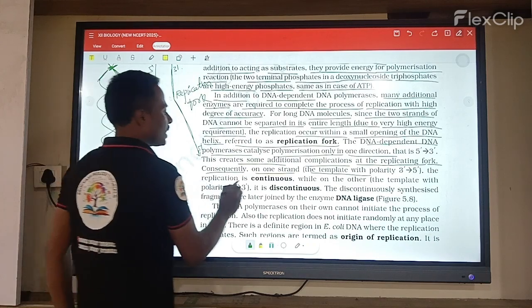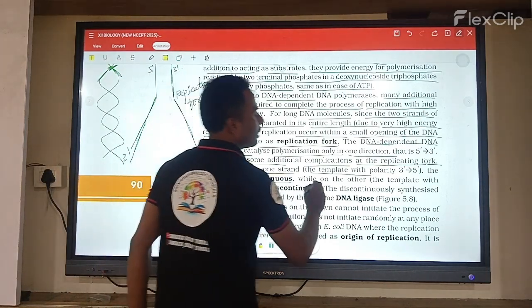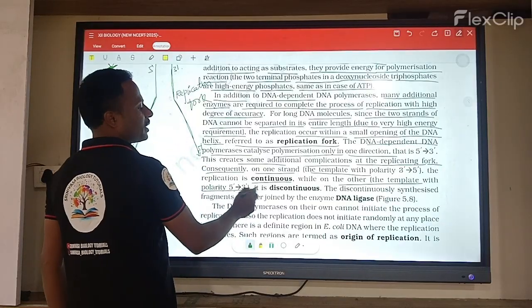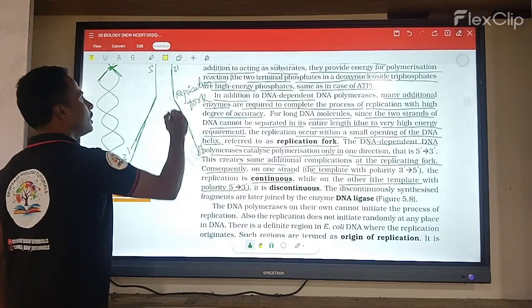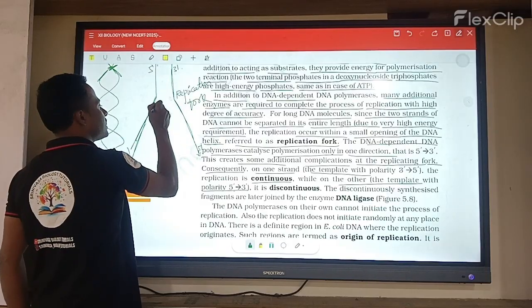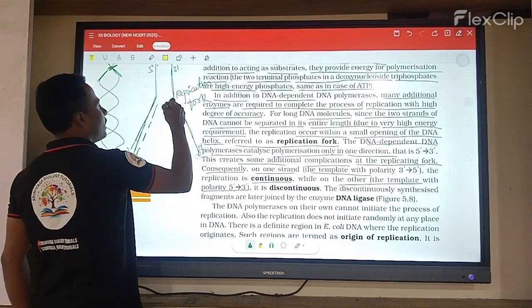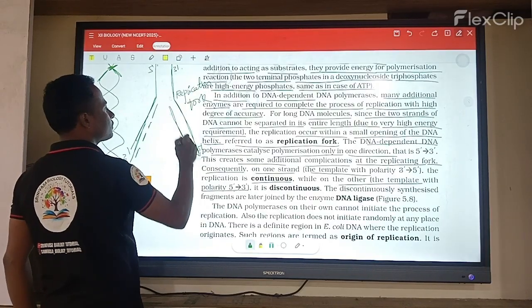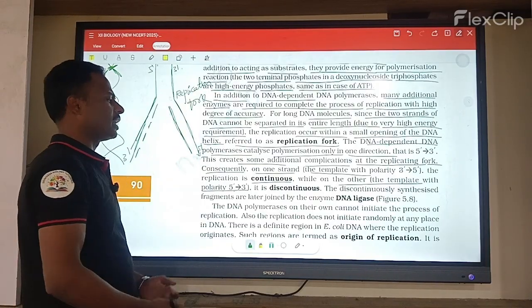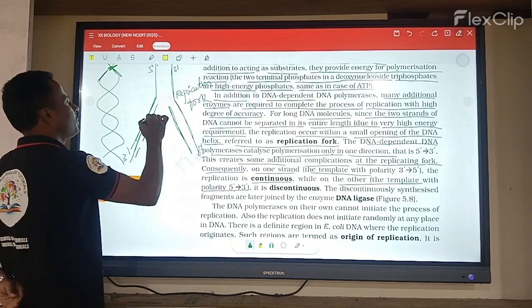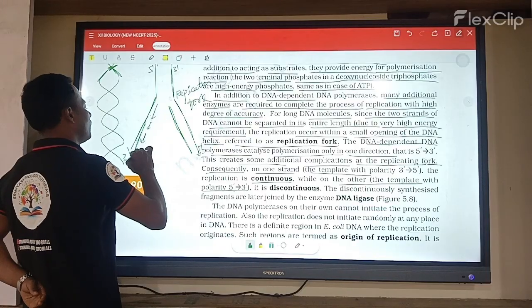The replication on it is continuous, while the other template, which runs 5 prime to 3 prime, is discontinuous. So for example, this one is a discontinuous strand and this one is a continuous strand. One is a discontinuous strand and the other is a continuous strand.